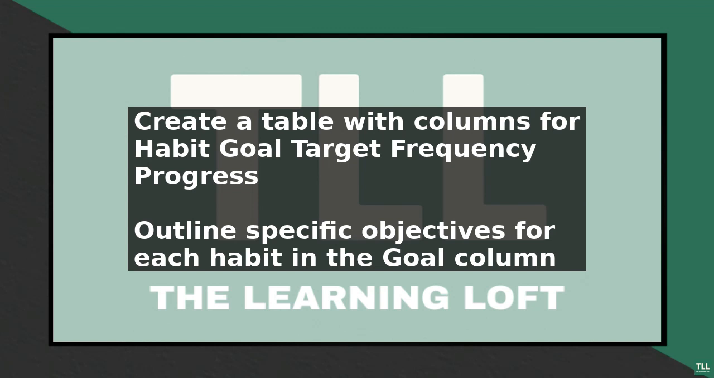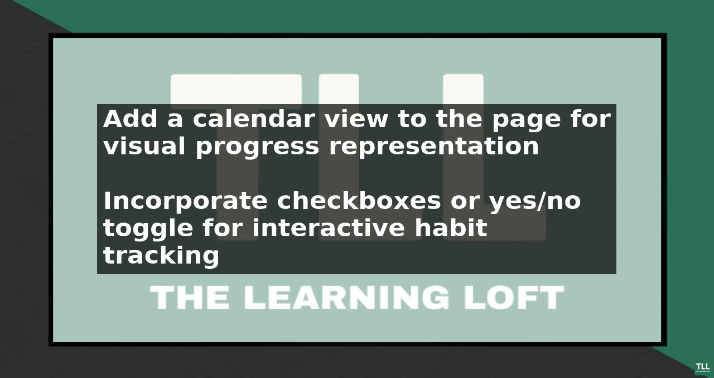Next, add a calendar view to your page by clicking the Add a Block button and selecting Calendar. This calendar will provide a visual representation of your progress over time, allowing you to see patterns and areas for improvement. To make your habit tracker more interactive, incorporate checkboxes or a yes/no toggle into your table.